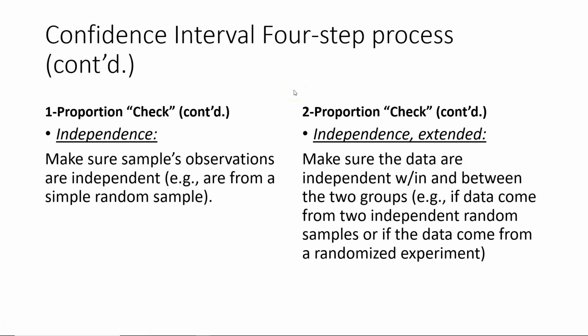Continuing on with comparing the check step, notice that for a one proportion check step, we looked for independence. That is, we wanted to make sure the sample's observations are independent. That is, that they are from a simple random sample, whereas when we did a two proportion check step, we had what was called the independence extended condition, in which we made sure the data are independent within and between the two groups. And in that case, that would be met by one of two ways: if the data came from two independent random samples, or if the data came from a randomized experiment.